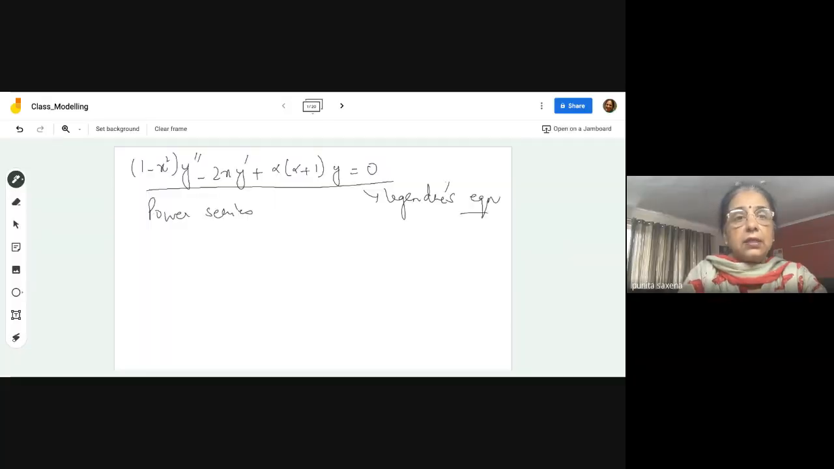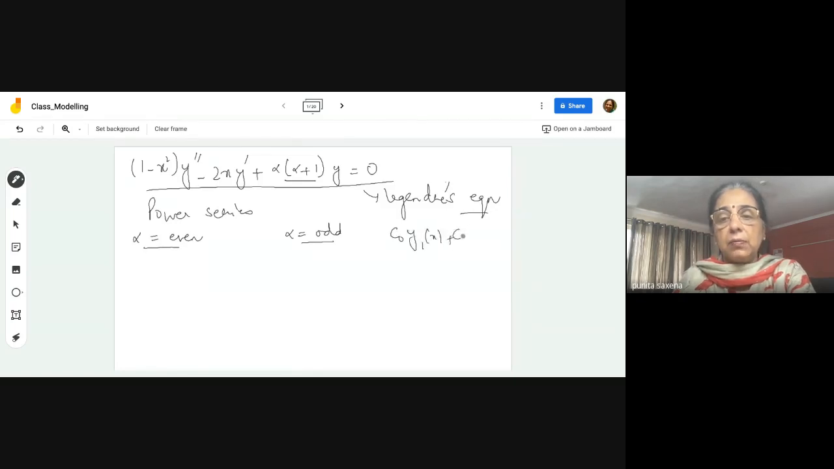It was such that, depending upon the value of alpha, whether alpha was even or odd, we had seen that one part of the power series, because the general solution was something like C0 y1(x) plus C1 y2(x). So for alpha even or alpha odd, one of them, either y1 or y2, turned out to be a polynomial and the other turned out to be an infinite series. And that is why these polynomials were known as the Legendre polynomials.